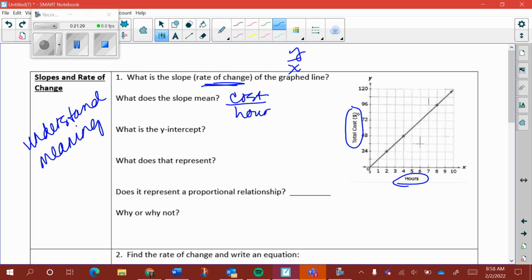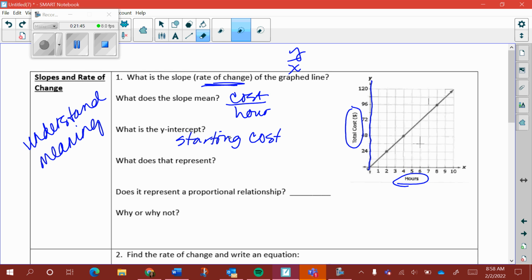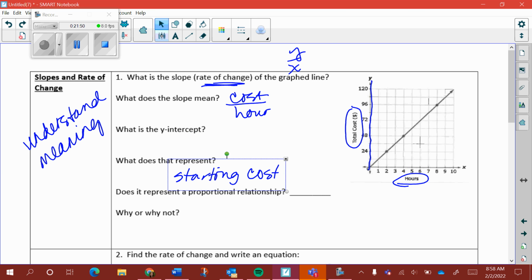The y-intercept is my total cost, right? So the y-intercept right here is my starting total cost. So it's going to be the starting cost. Oh, I should say, what does it represent as a starting cost? What is the y-intercept? The y-intercept here is right at the 0. So $0 is what it costs to start.